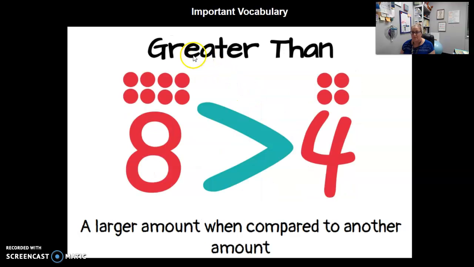The next one we have is greater than. Greater than is a larger amount when compared to another amount. So again, with our example of 8 and 4, I am able to see that 8 is greater than 4, and I'm able to see that with my pictorial model here. I have 8 dots here and 4 dots here. I'm able to see I have more dots here, so I can say that 8 is greater than 4 because I can see that I have more on this side than I do on this side.